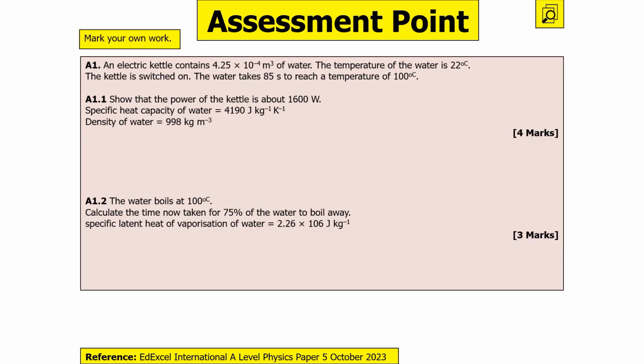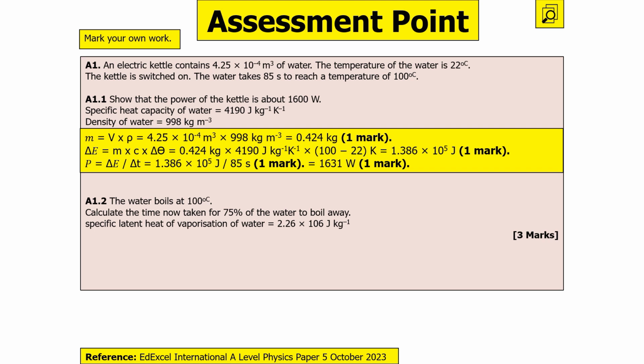Right, in this first one, we can work out the mass because we've got the density, we've got the volume. So mass equals volume times by density, so it's 0.424 kilograms. We know that the change in energy, because it's change in temperature, is mc times by change in temperature. So therefore it's 0.424 times by 4,190 times by the change in temperature, which is going to be 78. So we get 1.386 times by 10 to the 5 joules. Power is change in energy over change in time. We know the time is 85 seconds, so it's 1,631 watts.